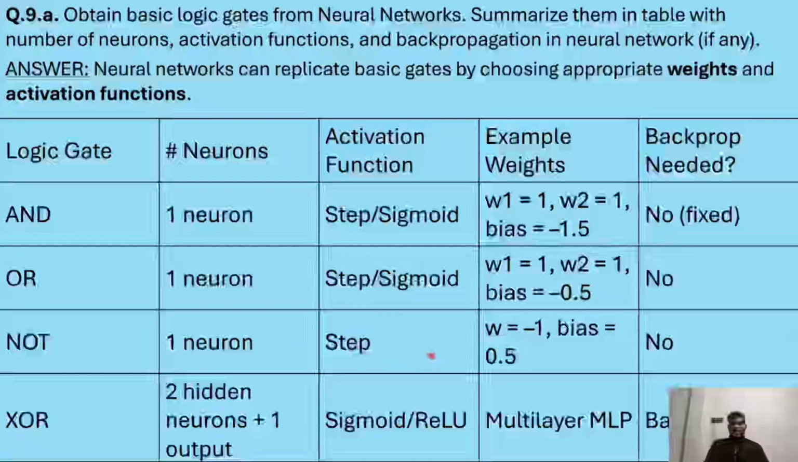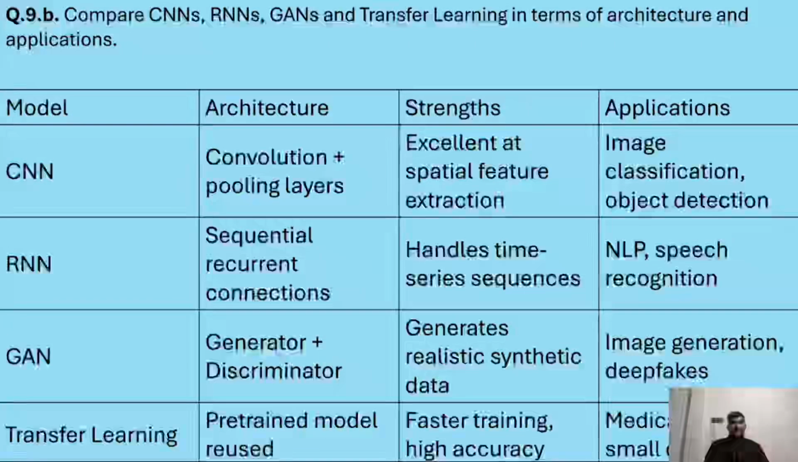The NOT gate contains one neuron. Activation function is step, example weight W equals minus 1, bias equals 0.5, and no backprop is needed. For XOR, two hidden neurons plus one output, with sigmoid or ReLU activation. A multilayer MLP is the example, and backprop is needed.